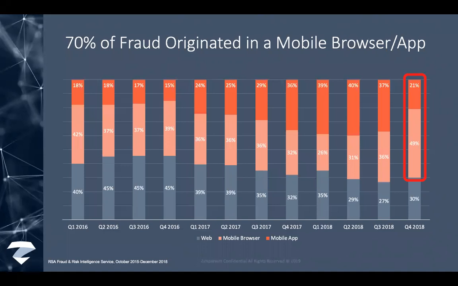But it is a viable vector, right? So 70% of fraud originated in a mobile browser or in a mobile app. So this comes from RSA, their risk intelligence service. They put out a report last year, and you can see through the years how mobile browsers and mobile apps actually attribute to fraudulent transactions. And last quarter, it was 70%, so quite a bit. So if you're not looking for fraud in that channel, you're not finding what you're vulnerable to. So be aware of that.